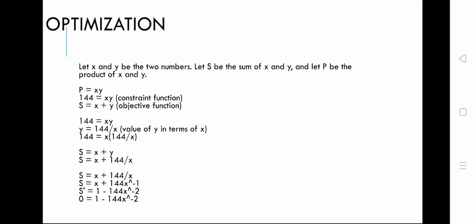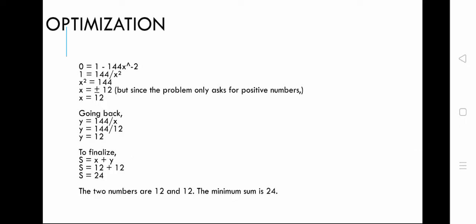raised to negative 2. Equating the derivative to 0 will give us 0 is equal to 1 minus 144x raised to negative 2. And by further solving for the value of x, we'll now have 1 is equal to 144 over x squared. X squared is equal to 144, and further solving it will give us x is equal to plus or minus 12. Since the problem asks for only positive numbers, let's disregard the negative 12. So we'll now have x is equal to 12.